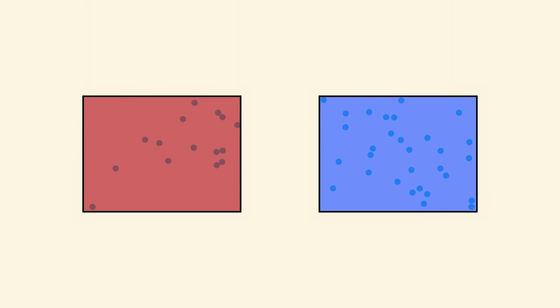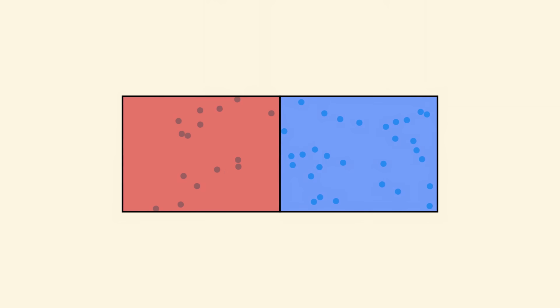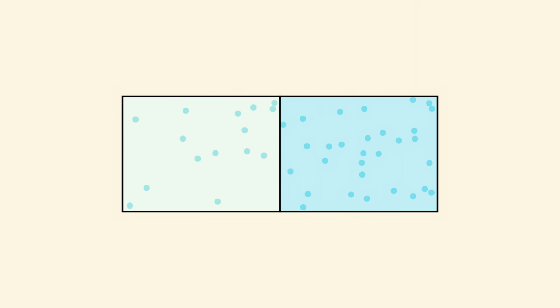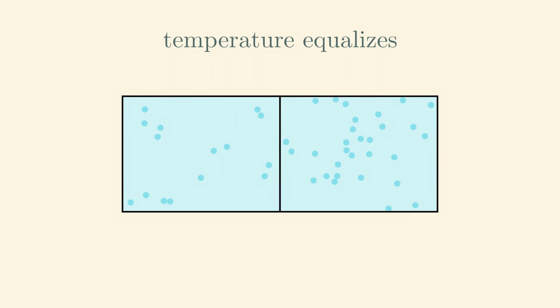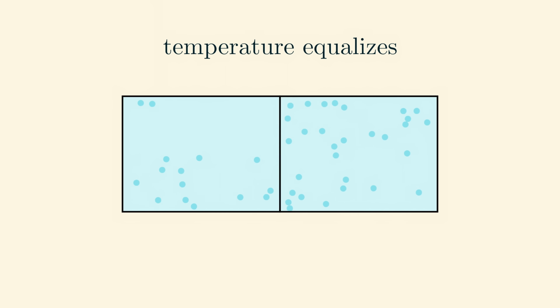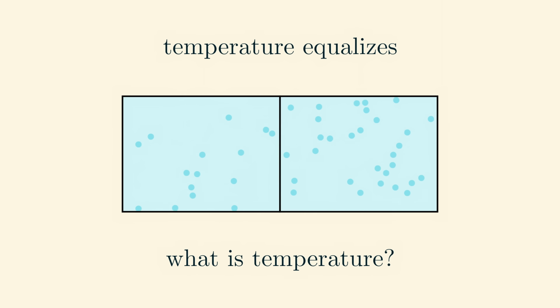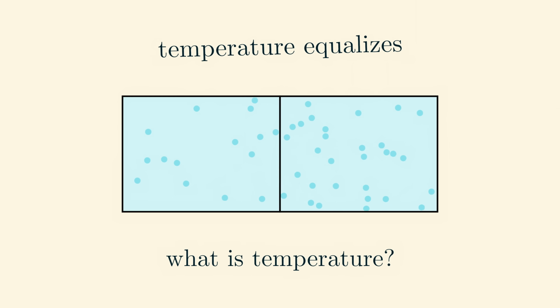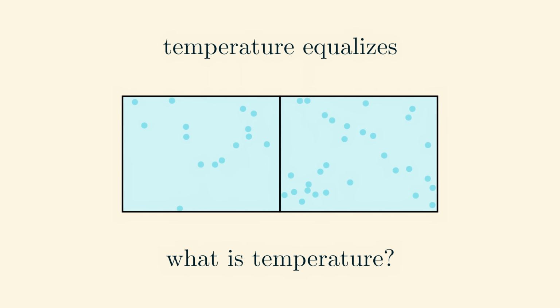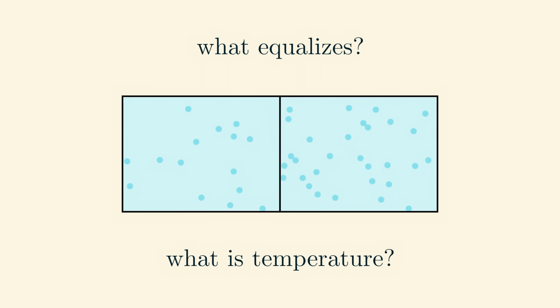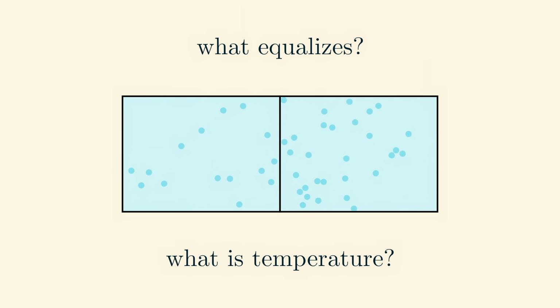Now, what would happen if we have two isolated systems at different energies, and then suddenly put them in contact, allowing energy to transfer from one system to the other? Well, one thing we know from experience is that after enough time, the temperatures of two things in contact with each other will equalize. But what is temperature? Actually, this fact, that temperature equalizes when things are put into contact, is essentially all we know about it. So let's try to figure out what quantity must equalize once the system has reached equilibrium.